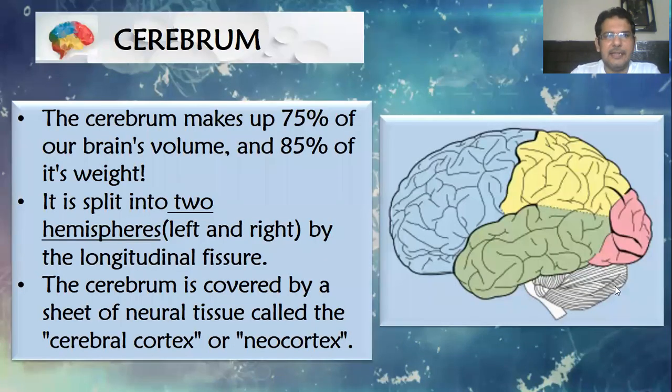Now we will discuss the cerebrum. The cerebrum makes up 75% of our brain's volume, so it's the major portion of our brain, and it's 85% of its weight. It is split into two hemispheres, left and right.